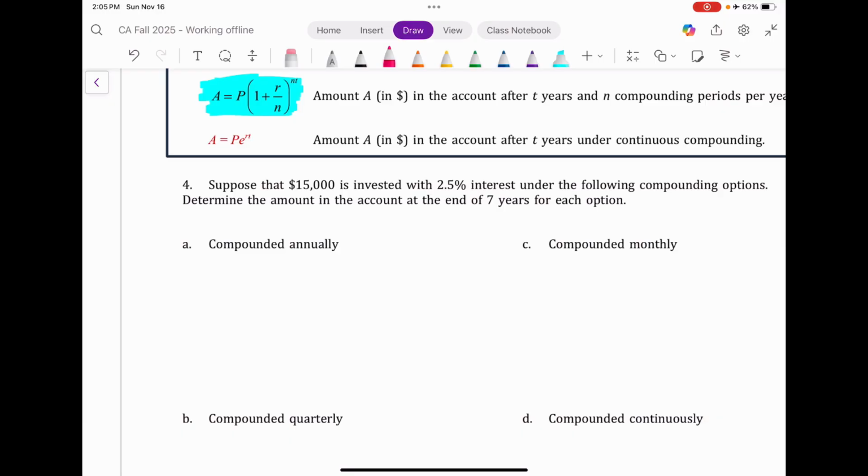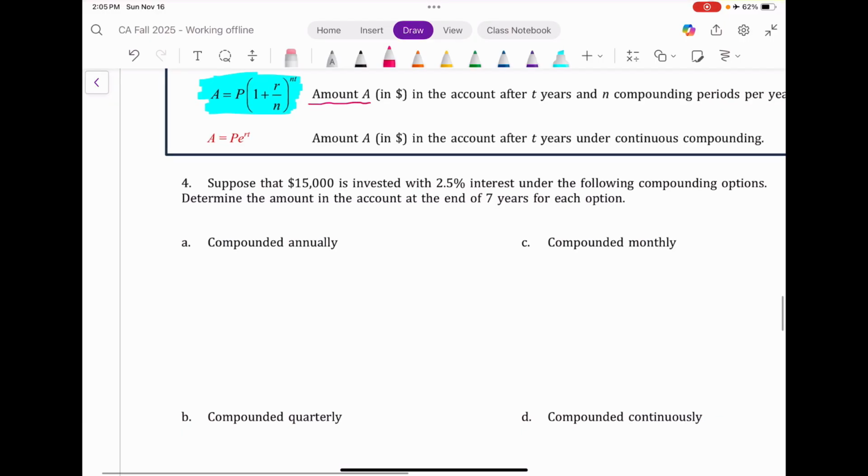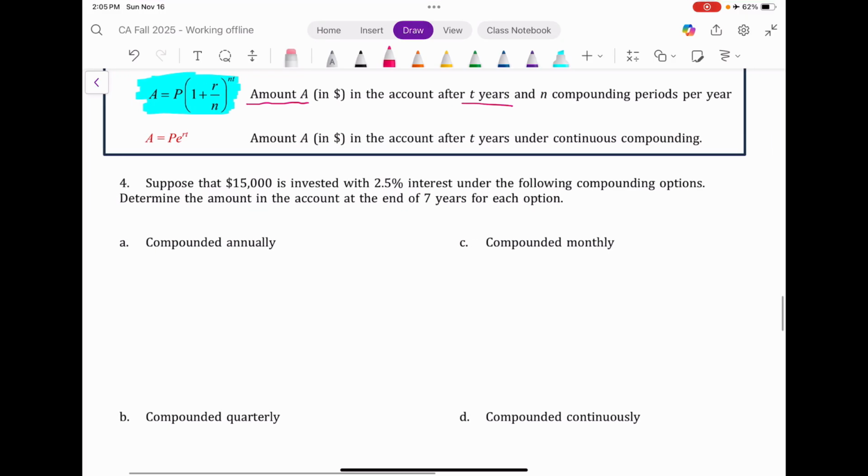So the variables to be aware of: A is the final amount in the account, t is the number of years that have passed, and then n is the number of compounding periods in the year.